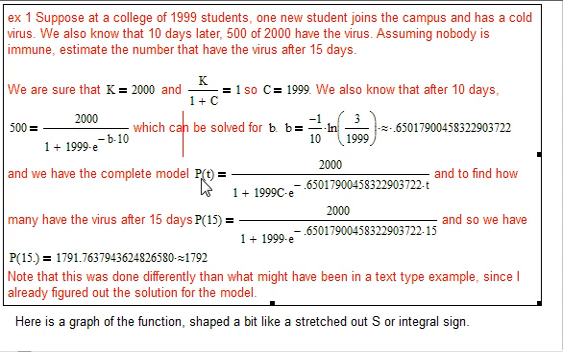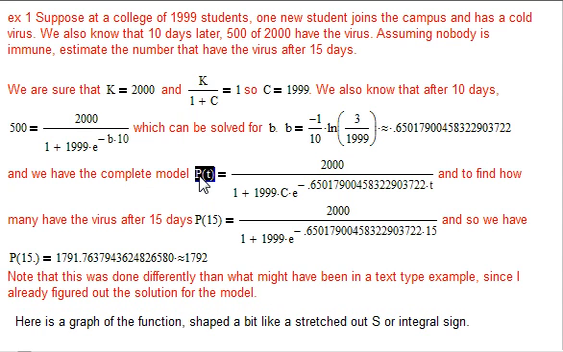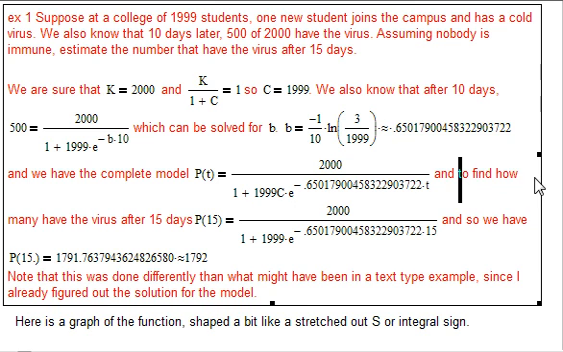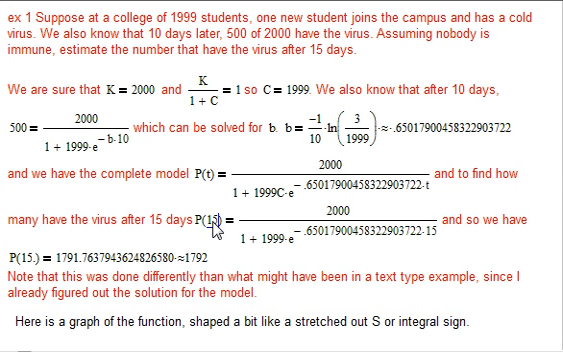So, here's the model in its complete form. Population at time t of people that have a cold virus is 2,000 over 1 plus 1999 times e to the negative, that number we found here, times t. And to find out how many have the virus after 15 days, just find p of 15. So that's not too hard. Put 15 in for that, and we discover that just about 1,782 would have the virus at that time, okay?